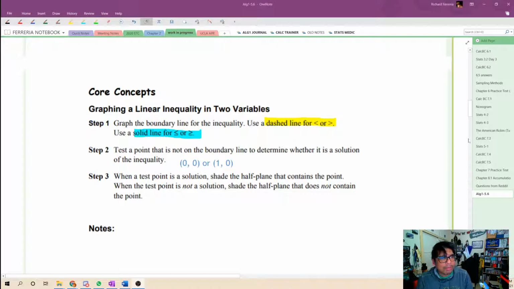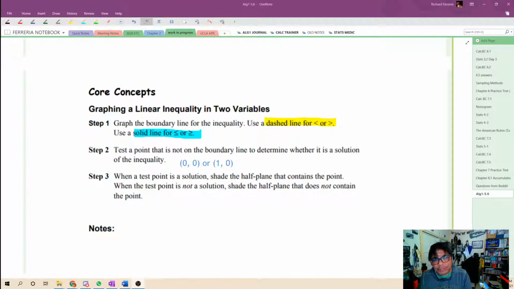So we have one core concept, which is a three-part how to graph a linear inequality. Step one is you want to graph a boundary line for the inequality. Importantly, if you see a strictly less than or strictly greater than, I'm looking over here, then you would use a dashed line. If you have less than or equal to, or greater than or equal to, you're going to use a solid line.